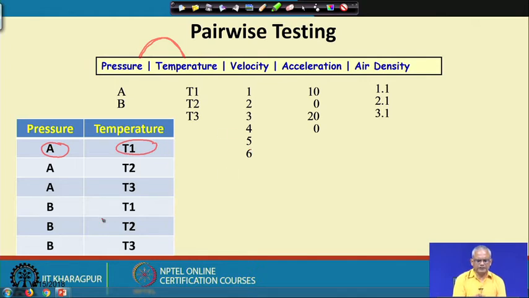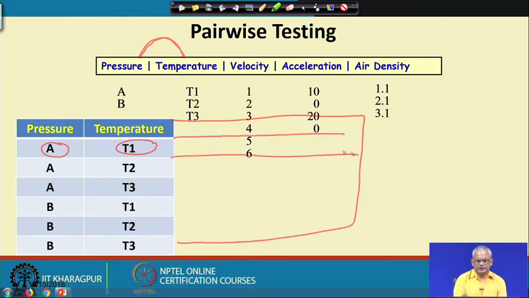It is not necessary that they be on different test cases, but it may be that they are on the same test case. Some of these are present, let us say, when temperature is T1, velocity is 1. When temperature is T2, velocity is 2, and so on.